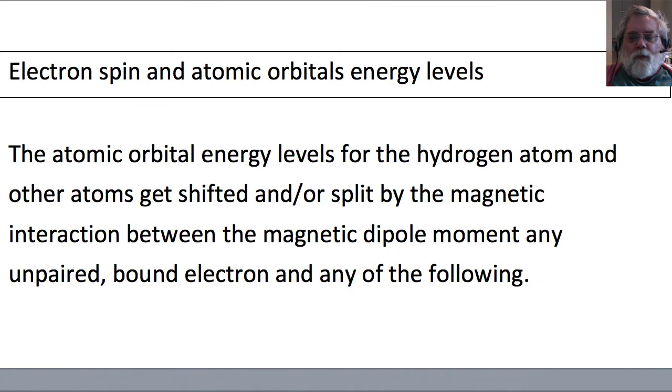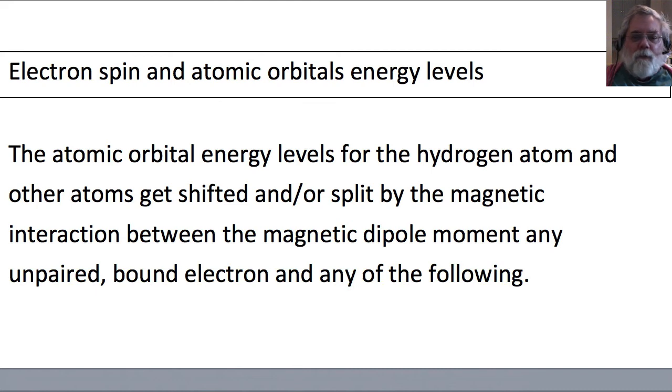Switching gears, we have talked about operators, but the operators in this lecture have all been projection operators so that we could find the probability of exiting an output port of an SG machine. Here we're going to switch, and the operator is going to be the Hamiltonian. We're not going to do the operator, but we've switched for the operator to be the Hamiltonian so that we get energy levels. Electron spin and atomic orbitals energy levels.